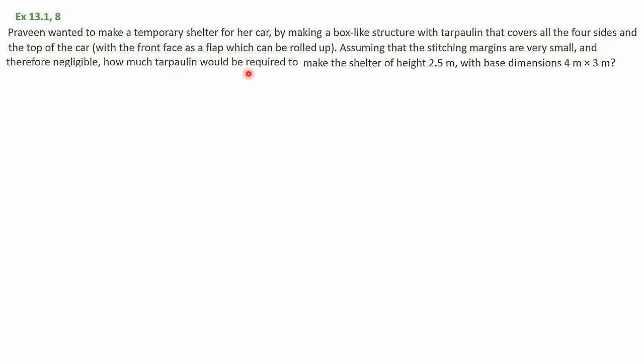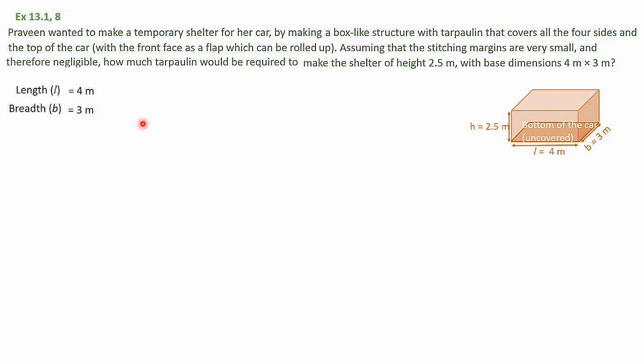How much tarpaulin would be required to make the shelter of height 2.5 meter with base dimensions 4 meter by 3 meter? So this is length, breadth and height given to you. So this is the shelter which is in cuboidal shape. The bottom of the car is uncovered, so this portion is not needed. The remaining 5 faces we have. Length L is 4 meter, breadth B is 3 meter, and the height h is given to us as 2.5 meter.